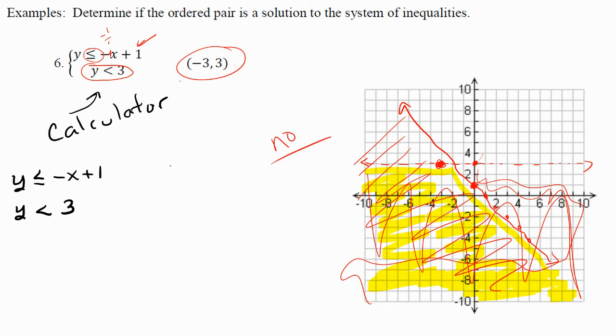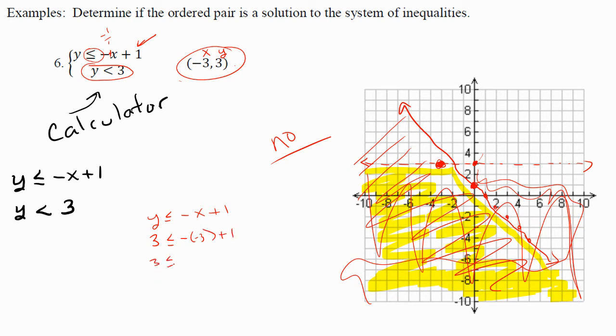Now, you can do this mathematically also. So if I take y is less than or equal to -x plus 1, we can evaluate. This is an x and a y, so I can plug those in. Y is 3. X is -3. So I have a -3.